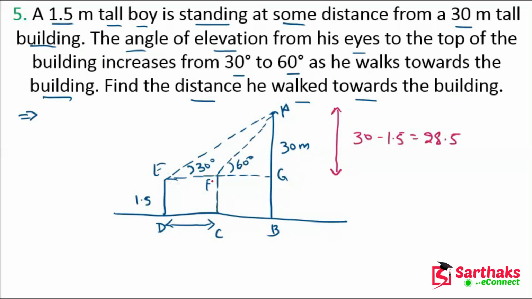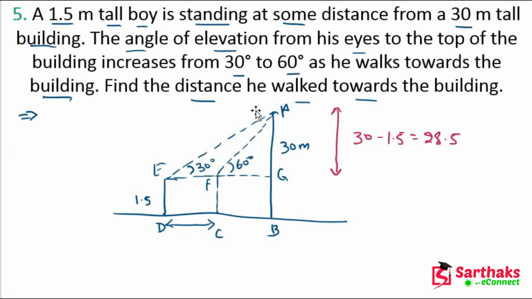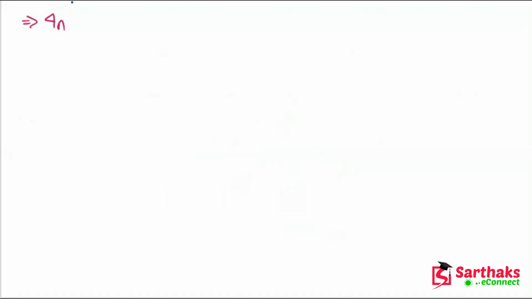So we know that EF is parallel to and equal to DC. So EF is equal to DC. If we find the value of EF, we get the value of DC automatically. Okay, so let's find. First of all we have to find the distance EG. So in triangle AEG.